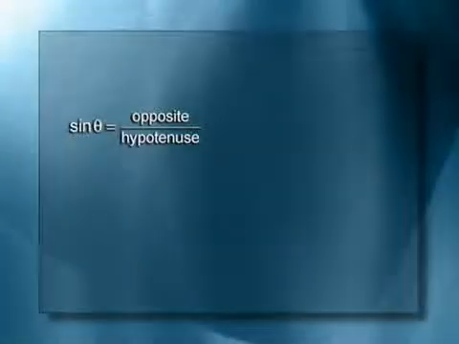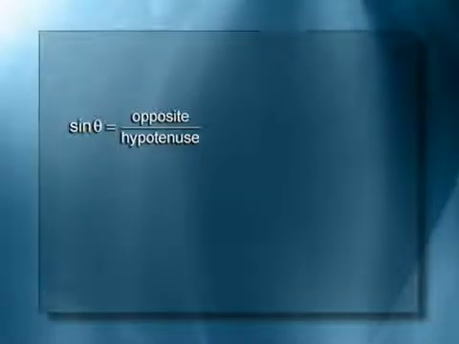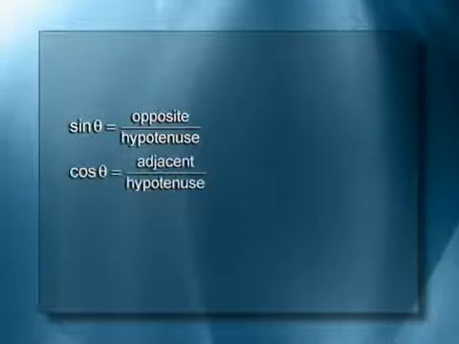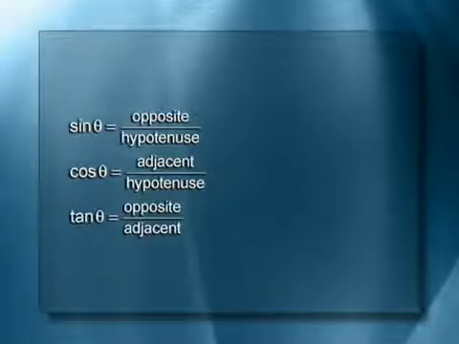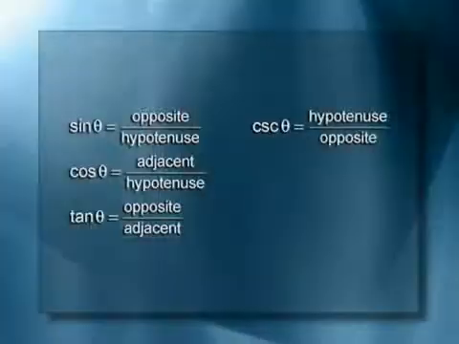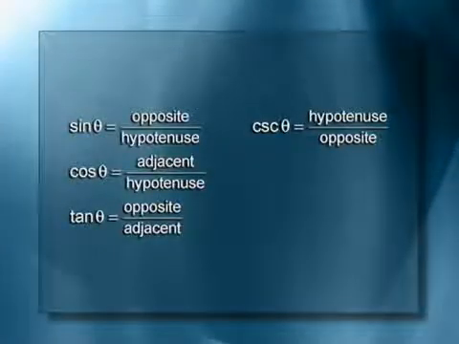Sine theta is defined to be the length of the opposite side divided by the length of the hypotenuse. Opposite over hypotenuse. Cosine, adjacent over hypotenuse. Tangent, opposite over adjacent. Those are the first 3 trig functions. I like to say trig sometimes instead of trigonometric. It's a little shorter. And then we have 3 more trigonometric functions. Cosecant is hypotenuse over opposite.